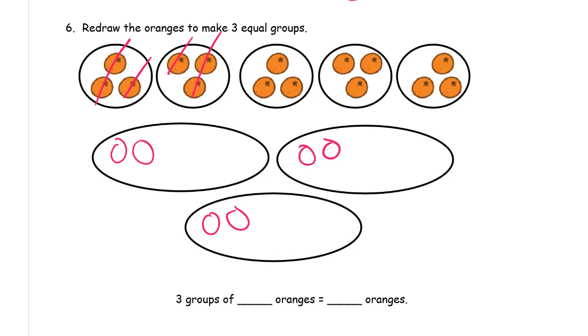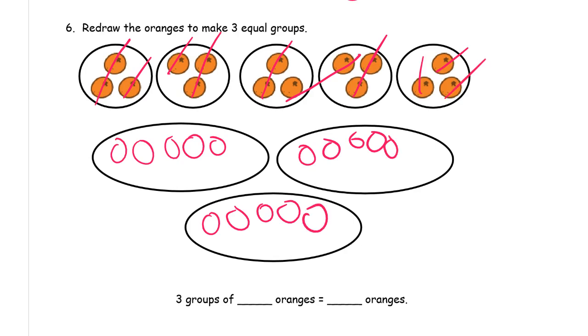One, two. And then we can do this again probably with two at a time. So those two. And those two. And those two. Now it looks like I have room for just one more at a time. One, one, one. Three groups with one, two, three, four, five oranges in each group. And how many oranges is that? If you count them all one at a time, you'll get 15 oranges.